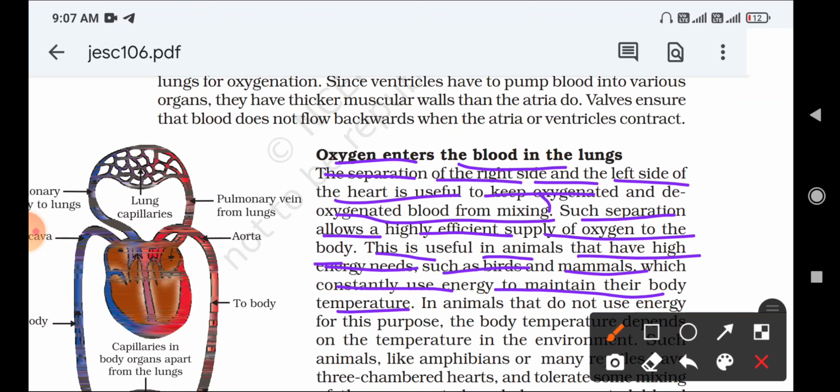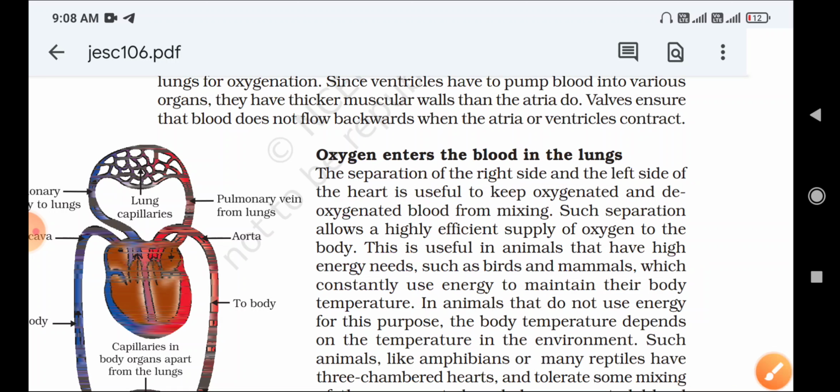If there is a mixing of oxygen with carbon dioxide, that will reduce the functions of the body. That is why the chambers of the heart, left side and right side, prevent the mixing of oxygen and carbon dioxide. When oxygen is continuously supplied, the temperature of the body will be maintained. For example, mammals and birds continuously use energy to regulate their body temperature. The energy is produced by using oxygen, so that is why there is no mixture of oxygen and carbon dioxide. That is the importance in animals like birds and mammals.